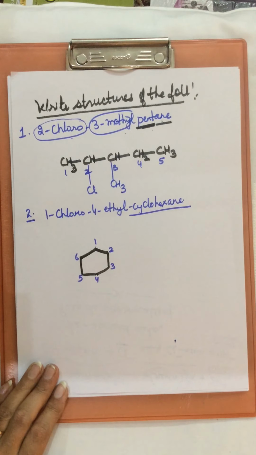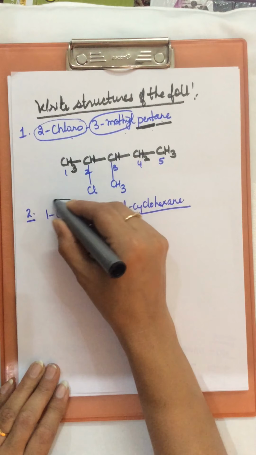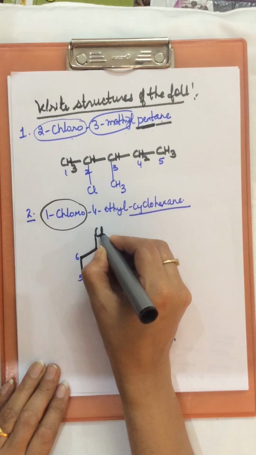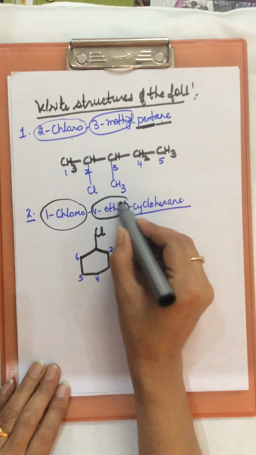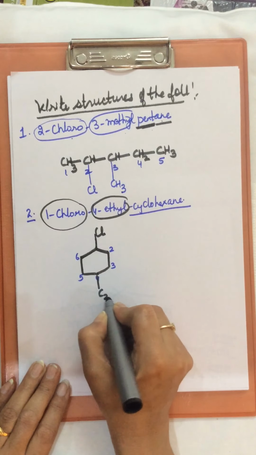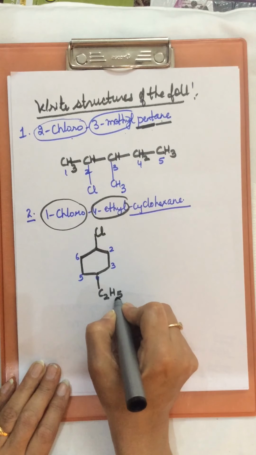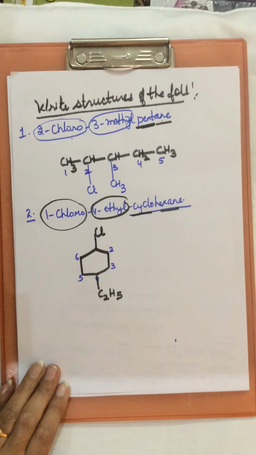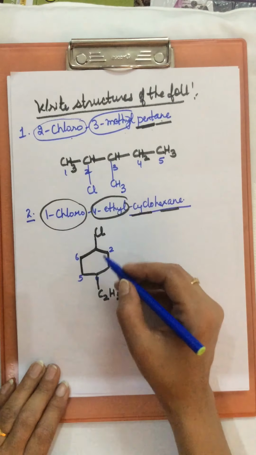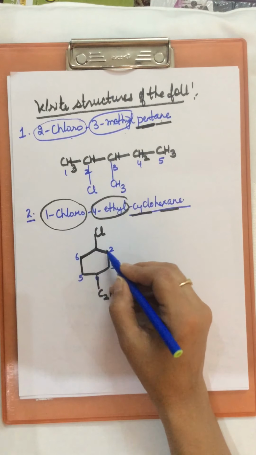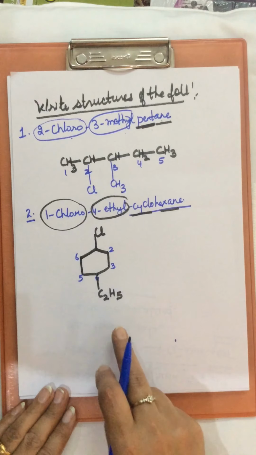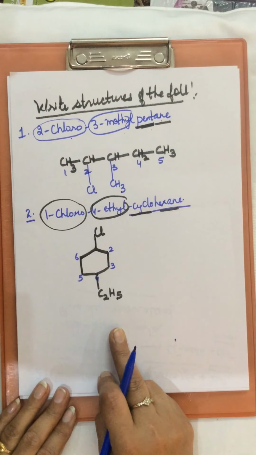After numbering, now start from the substituents. 1-chloro. With first carbon we have a chloro group. 4-ethyl. With fourth carbon we have ethyl C2H5. Ethyl is there. We have used everything written in a name. And now there's no need to write here carbon hydrogens. In cyclic compounds we can write the bond line formula also. So this is the structure of this compound.